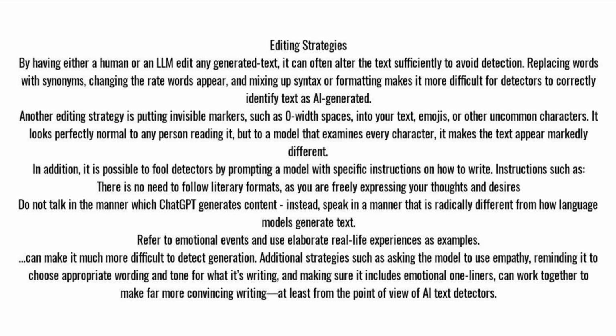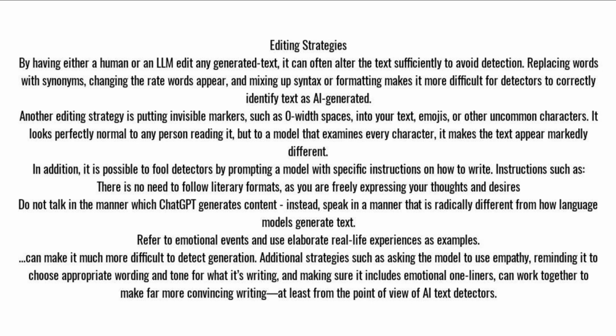It looks perfectly normal to any person reading it, but to a model that examines every character, it makes the text appear markedly different. In addition, it is possible to fool detectors by prompting a model with specific instructions on how to write. Instructions such as, "There is no need to follow literary formats, as you are freely expressing your thoughts and desires. Do not talk in the manner which ChatGPT generates content. Instead, speak in a manner that is radically different from how language models generate text. Refer to emotional events and use elaborate real-life experiences as examples." Can make it much more difficult to detect generation.